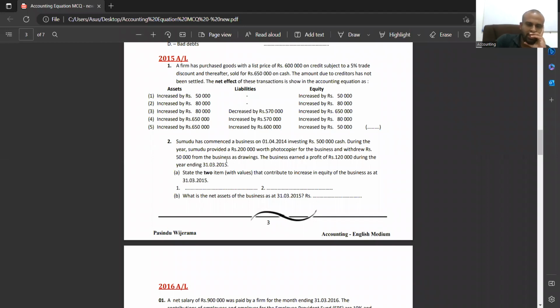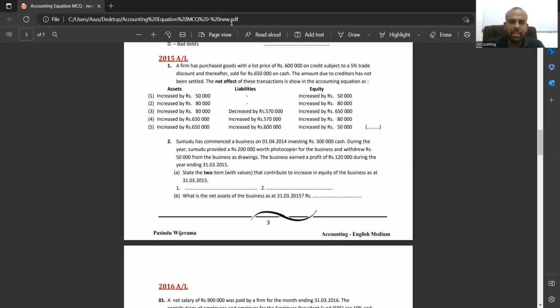Sumudu commenced the business on 1st April 2014, investing 500,000 in cash. During the year, Sumudu has provided a 200,000 worth photocopier. Initial capital invested 500,000, then he has done the additional capital, and there's a drawings of 50,000. The business earned a profit of 120,000 during the year. State with the values the two items that contribute to increase the equity.